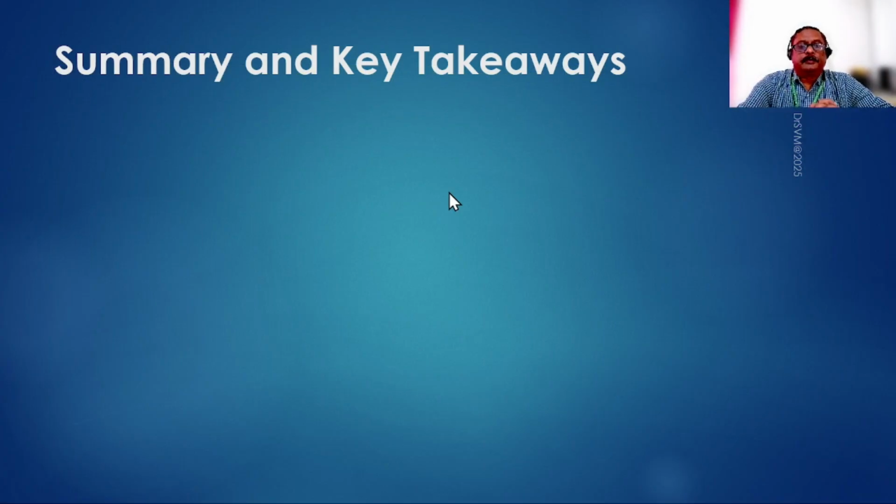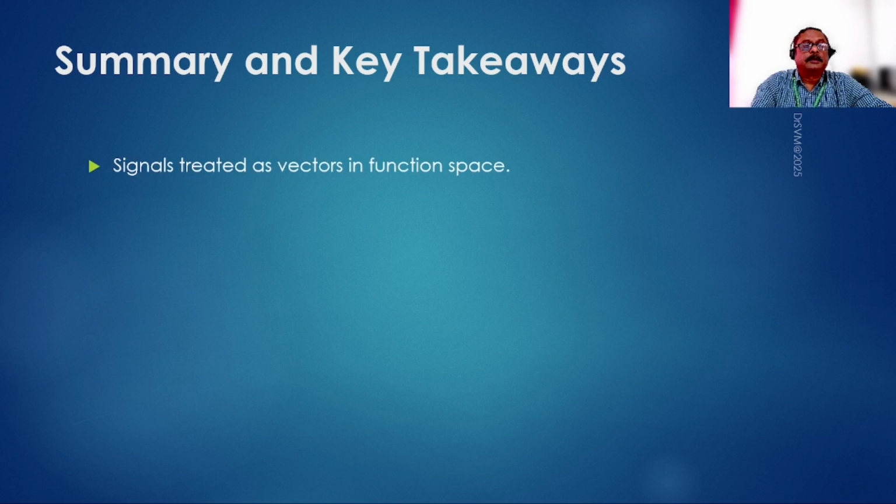To close this first unit, let's check the summary and the key takeaways of what we have gone through. Here we have seen how signals can be treated as vectors in the function space, and once we correlate the signals with the vectors, then all the techniques we have in linear algebra are directly useful to work with the signals.